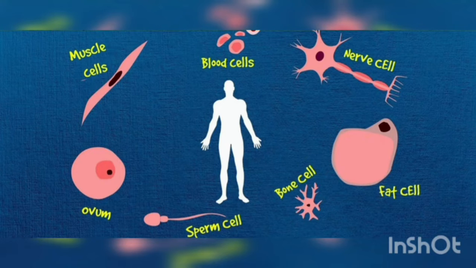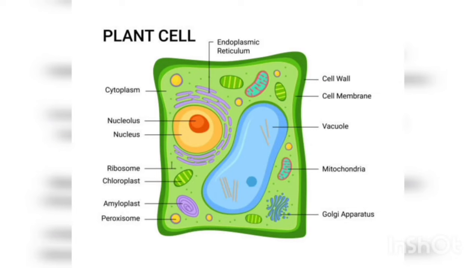All these types of cells differ in shape and size based on their functions, like muscle cell, blood cell, nerve cell, ovum, sperm cell, fat cell, etc. A cell is a tiny structure consisting of many organelles. All these organelles have different functions to perform. Therefore, there is a division of labor in the cell, that is, division of work is seen in the cell.